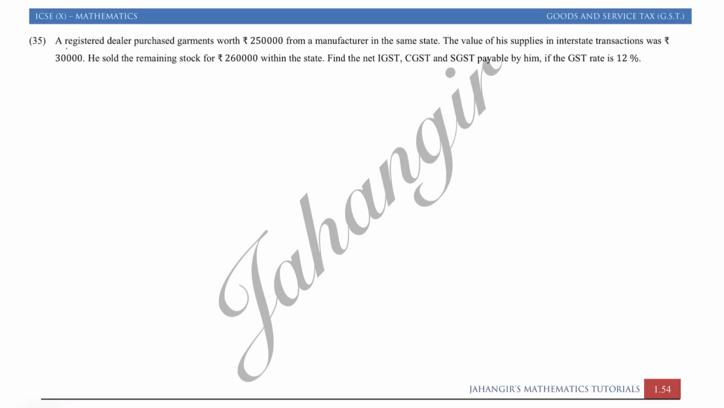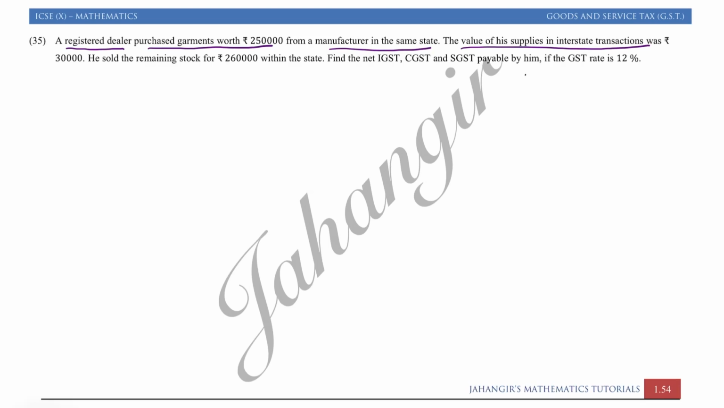Question 35. A registered dealer purchased a garment worth rupees 2,50,000 from the manufacturer in the same state. His supply in the interstate transaction was rupees 30,000 and the remaining stock for rupees 2,60,000 within the same state, that is intrastate. Find the IGST, CGST and SGST payable by him if the GST rate is 12%.